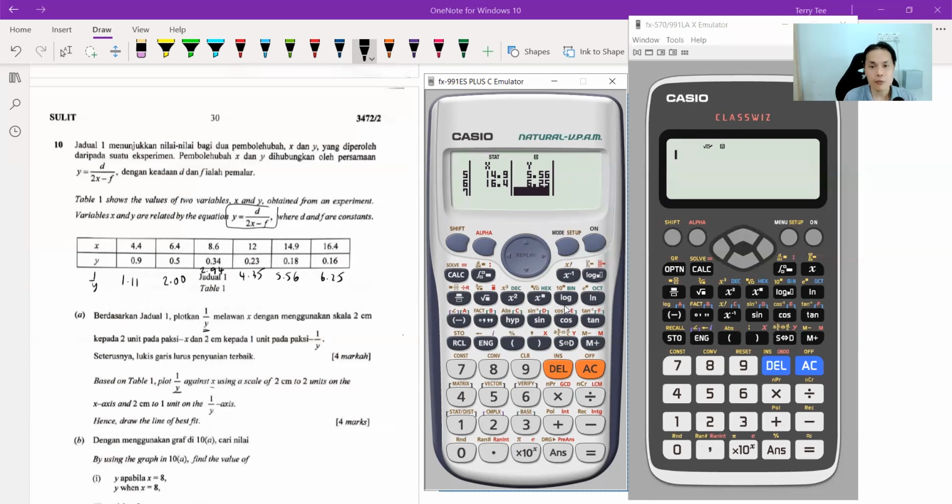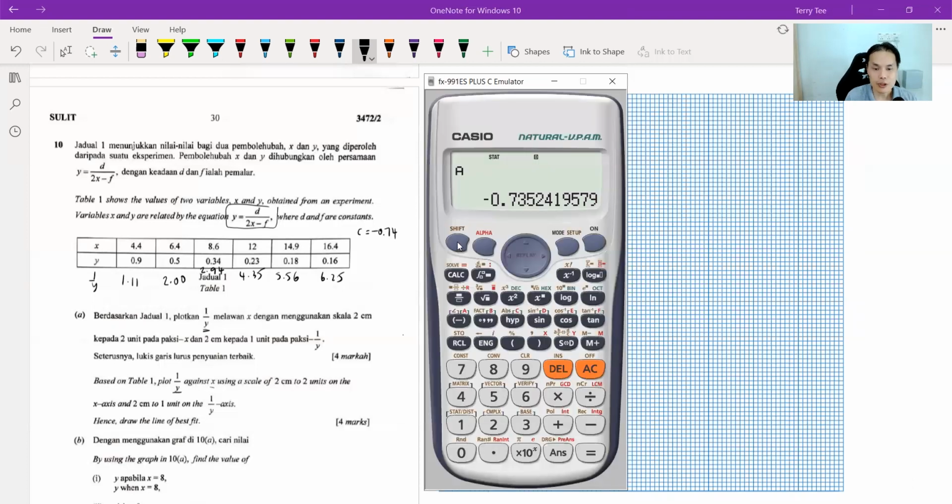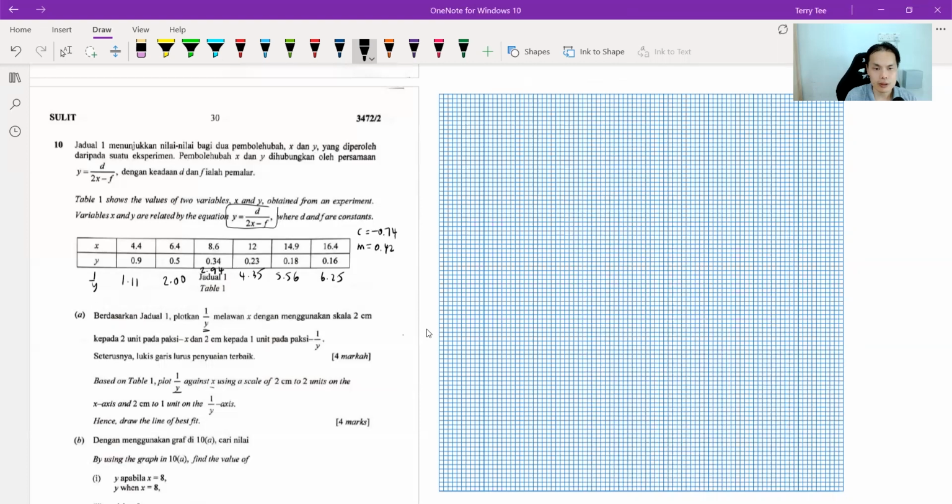Now, why do I do this first? If you watch my previous videos, for most of the state papers that I've discussed, I always show you how to use this calculator. Just press AC, shift 1 for stats, go to 5 for regression, press 1 for A, press equals. This represents your y-intercept. A is your y-intercept, negative 0.74. So I know that if I plot the graph, my y-intercept is negative 0.74. And my gradient will be shift 1 again, press 5 for regression, press 2 for B. B is your gradient, 0.423.